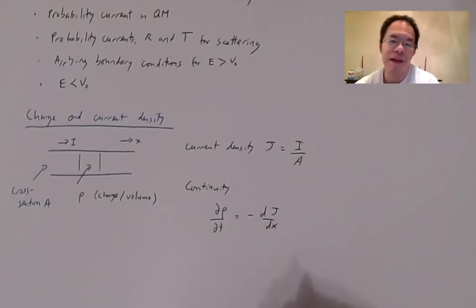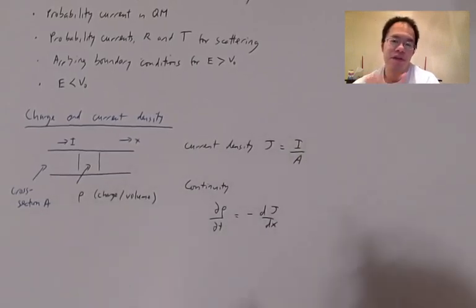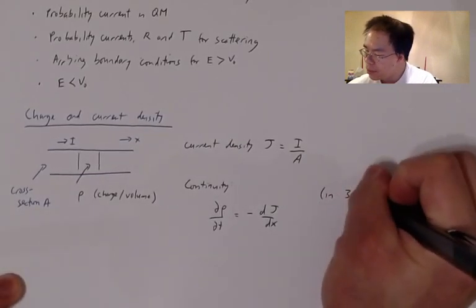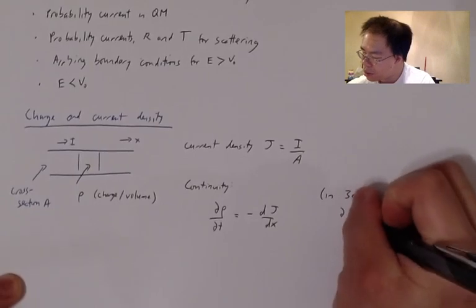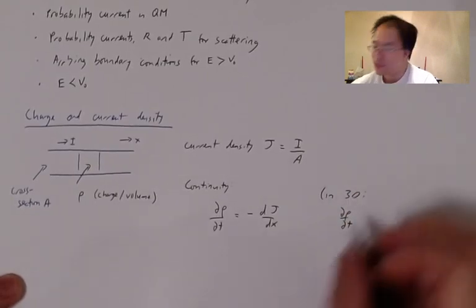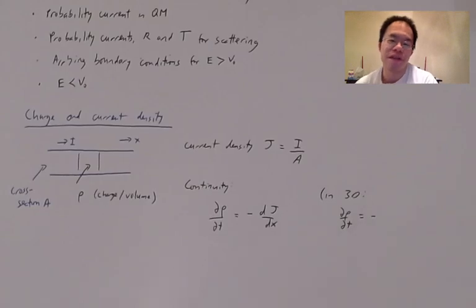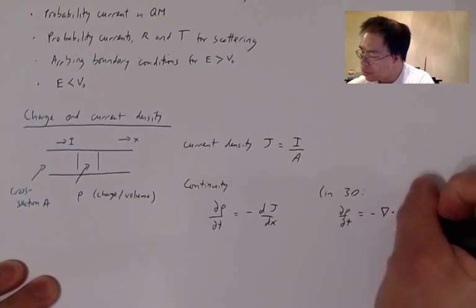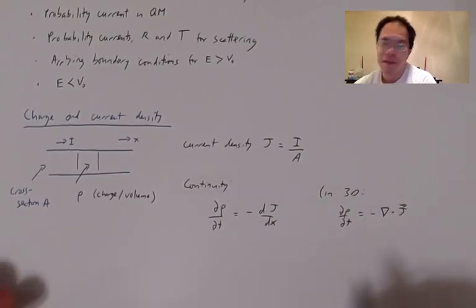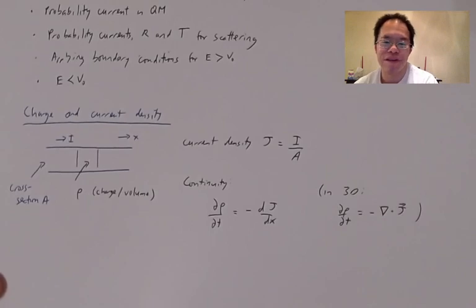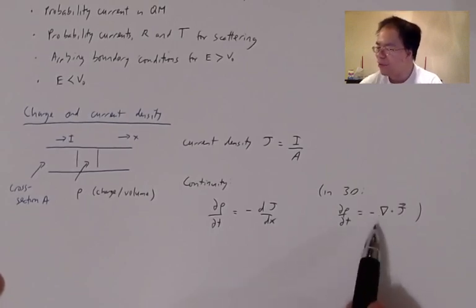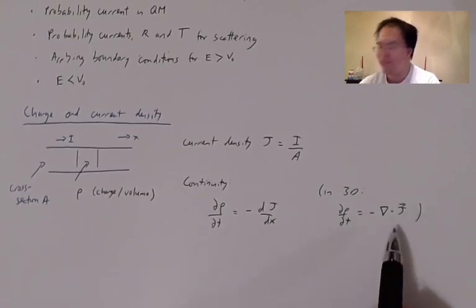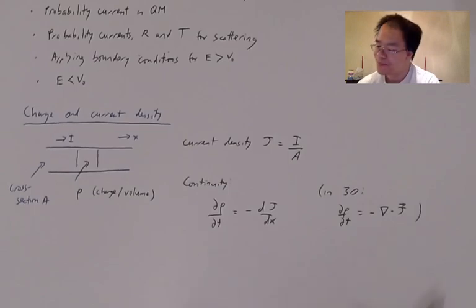So for folks who have had some multivariable calculus, the generalization of this to 3D, which we'll talk about in upper level E&M, is that d rho dt ends up being minus, you think of the current density as a vector field rather than just a scalar, and it goes like minus the divergence of the vector current density, but that's an aside for now, and I think you can convince yourself that this reduces to that if the vector j equals j sub x.